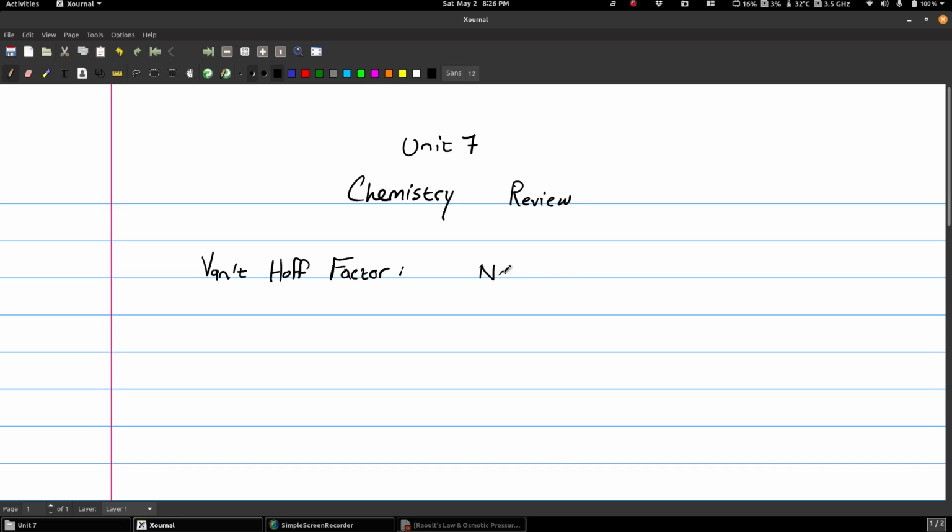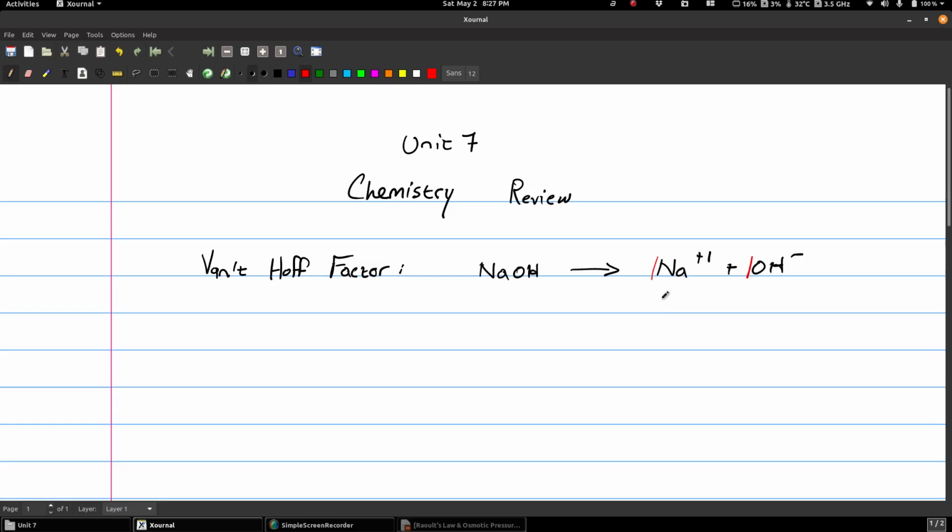So I'm going to take something simple like sodium hydroxide, which is a strong base. You find it in drain cleaner. So when you have sodium hydroxide in solution, you have two ions. All this does is it splits the positive metal and it splits the hydroxide up, making it a strong base. So what happens is you have 1 plus 1. So i is equal to the amount of ions.